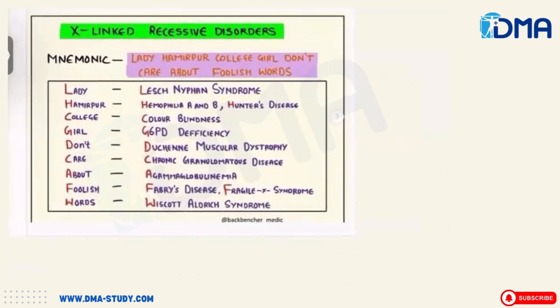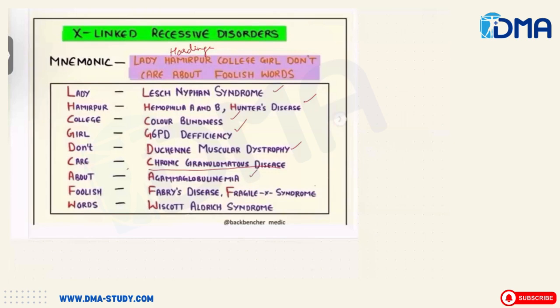X-linked recessive disorders, usually I remember as Lady Hardinge College girls don't care about the foolish words. Lesch-Nyhan syndrome, hemophilia A and B, Hunter's disease, color blindness, G6PD deficiency, Duchenne muscular dystrophy. We read about chronic granulomatous disease, right? NADPH oxidase deficiency. That is an X-linked recessive disorder, agammaglobulinemia, Fabry's disease, Fragile X syndrome, and Wiskott-Aldrich syndrome. Wiskott-Aldrich syndrome will have small platelets. Tiny platelets will be there for Wiskott-Aldrich syndrome. So somehow you find out a way to remember these X-linked recessive disorders, because only then you will be able to rule out the MCQs that come to you.